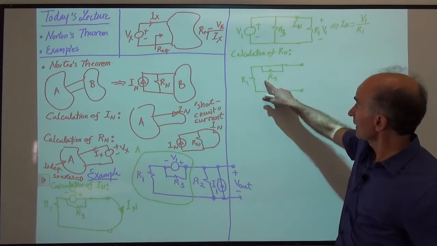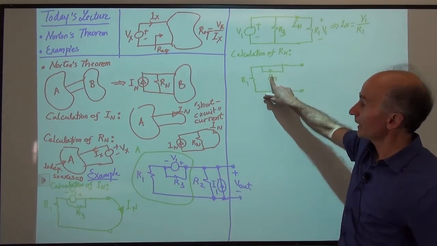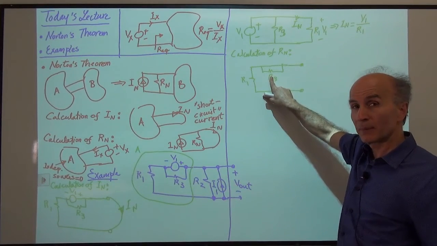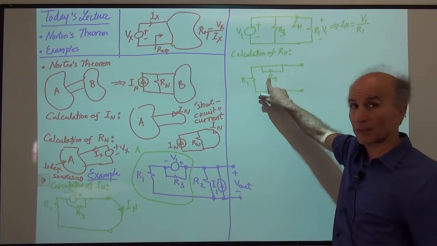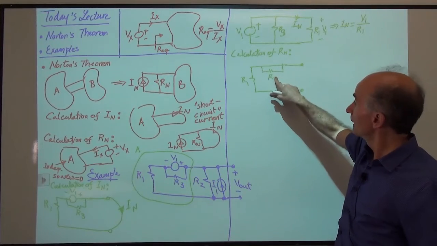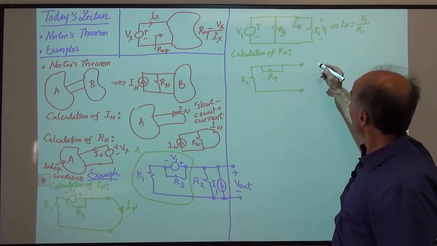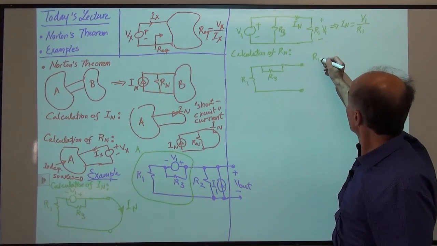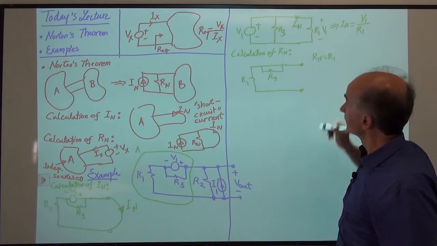How much is this resistance? 0 in parallel with R3, that's 0. 0 times R3 divided by 0 plus R3, right? That's gone, and all we have is R1. So Rn is simply equal to R1.